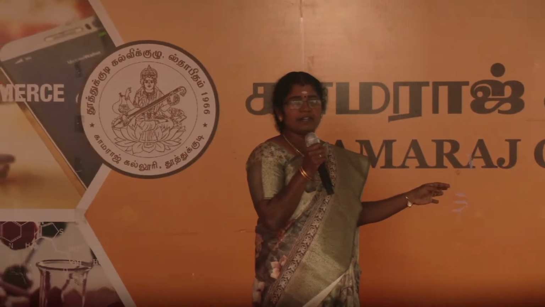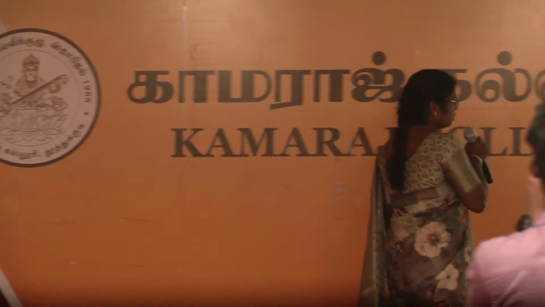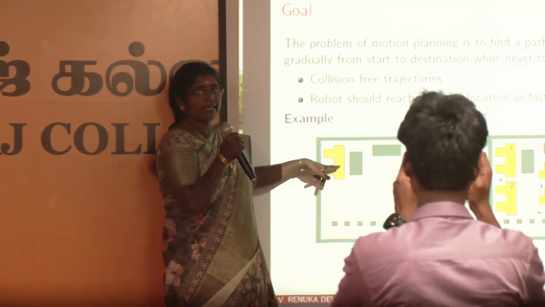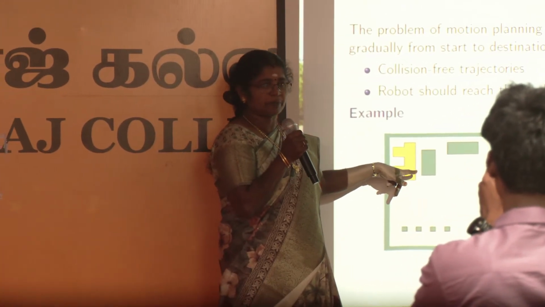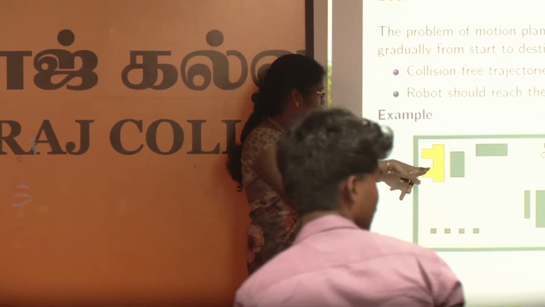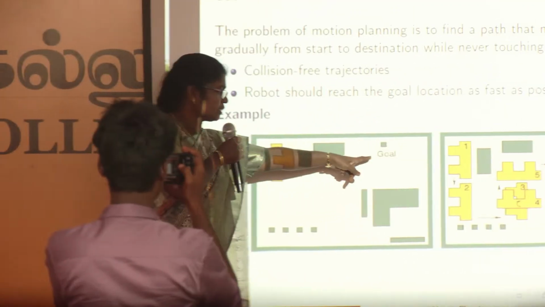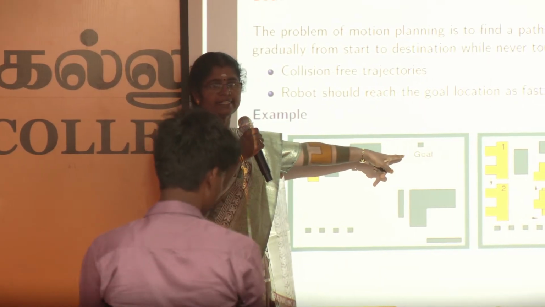Here is a simple example. We have to move this object, and only horizontal and vertical movement is possible. So what you have to do is make this object reach this destination. Okay, that is the thing.